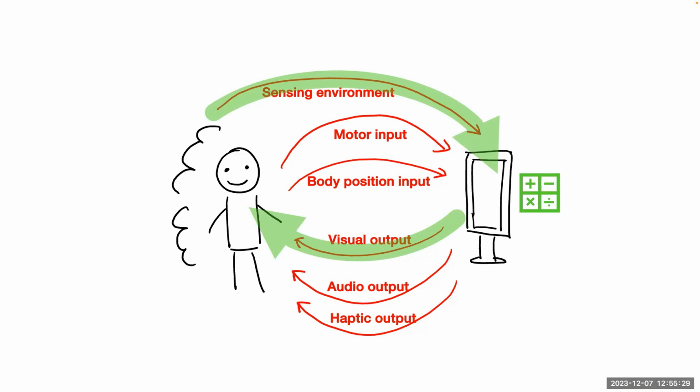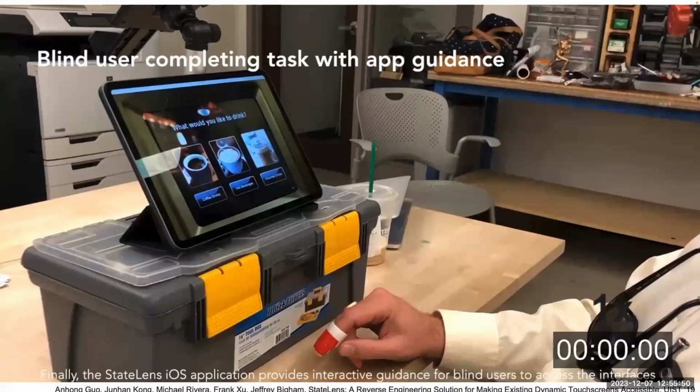But it doesn't always have to provide you with this visual augmentation. Maybe you can use other senses, right? The computer can maybe sense the environment and use these capabilities to help people who may benefit from having different sensory channels. So, for example, this great paper is called StateLens, and it was done by Seongkook and his co-authors, and it is about helping blind users to complete tasks with app guidance.